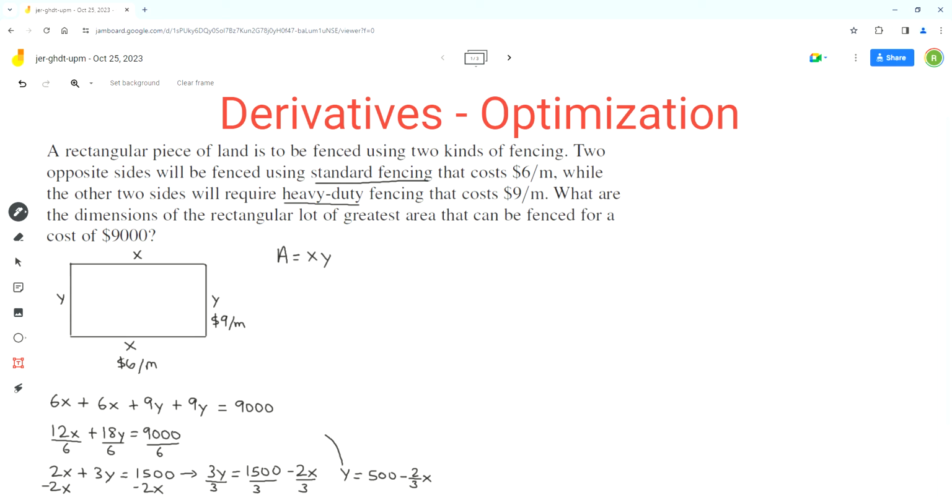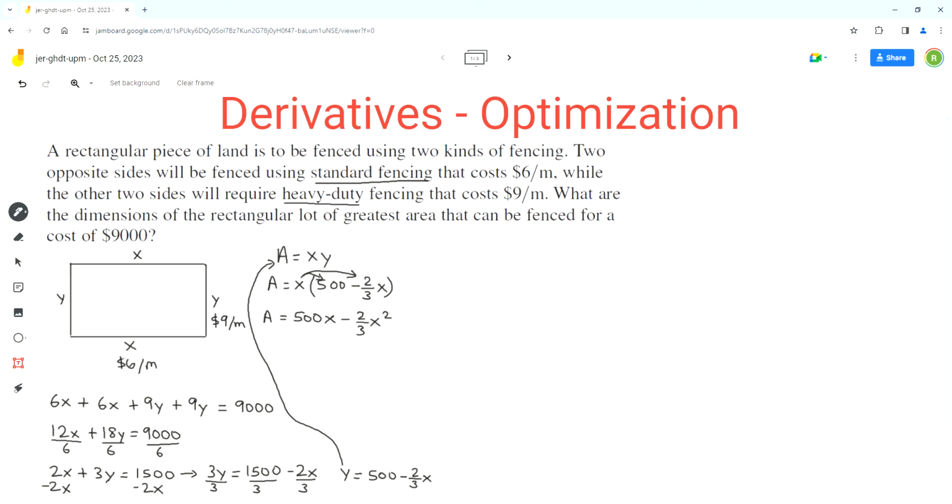Now we can do the substitution for y in this area equation. So we get area equals x times, and we'll replace y with 500 minus 2 over 3 x. Now we can distribute the x in parentheses. So we get area equals 500x minus 2 over 3 x squared. This is the area equation in terms of just x.